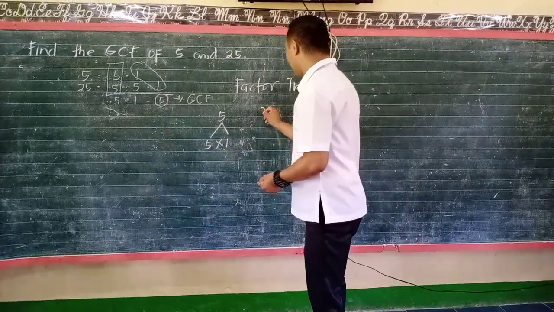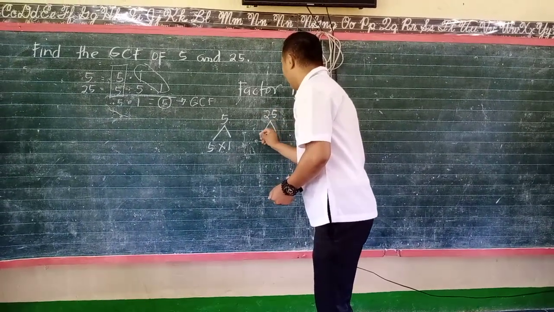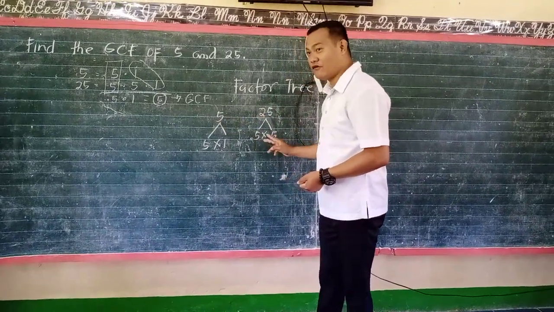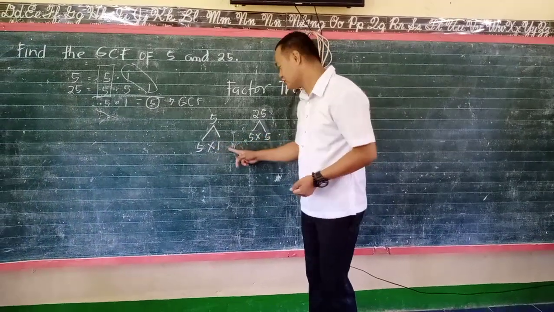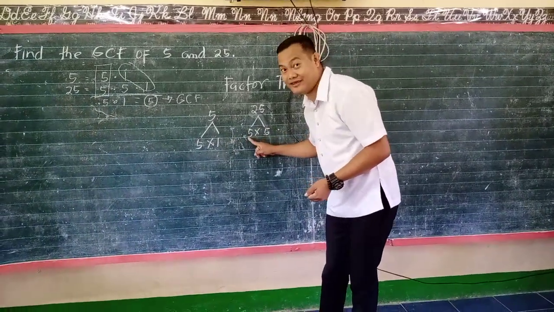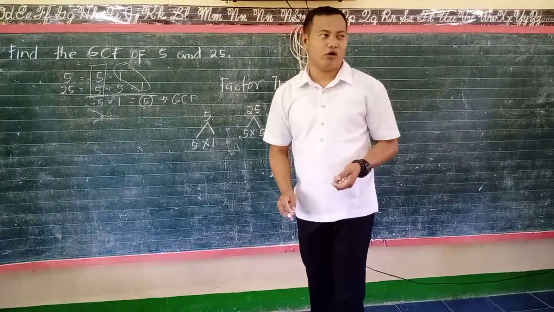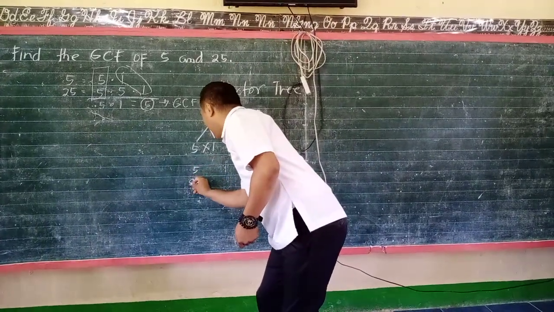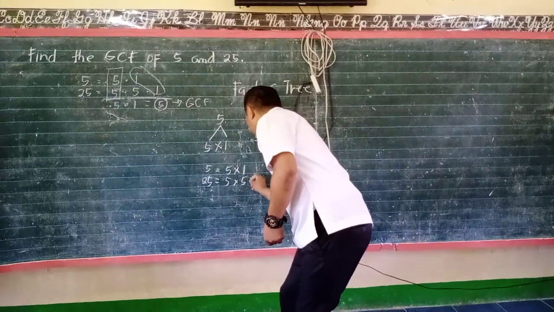How about 25? We have 5 times 5. As you can see, the factors of 5 are 5, 1 and the number itself, so there's no need for us to find the factors of 5 in here. Okay, so using the factor tree, we already determined the factors of 5 and 25. So we list them down. So we have 5 times 1, and 5 times 5 times 1.